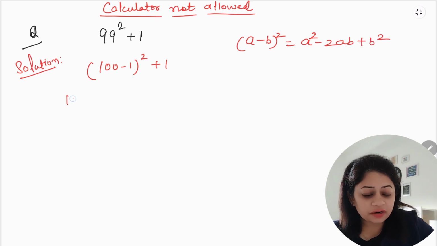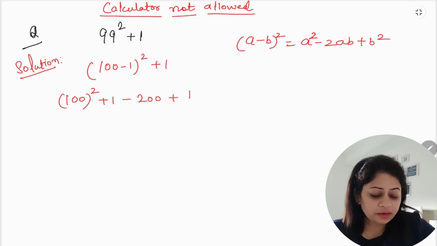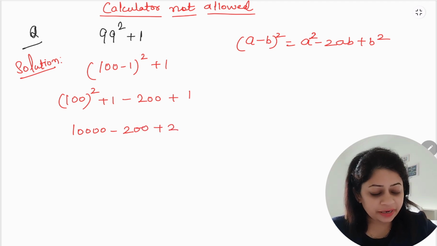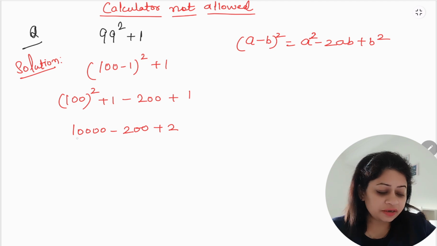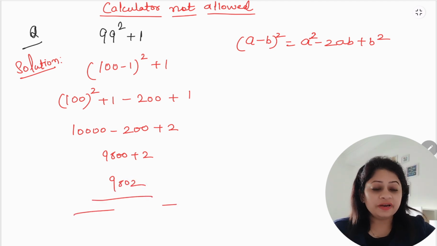So what can I do? I can write 100 square plus 1 minus 200 and plus 1, right? So we can easily tell that this will be equal to 10,000, because we need to calculate in our mind. I am just writing it so you understand. Otherwise, this thing you can calculate in your mind as well. So 10,000 minus 200 is 9,800, and if you add 2, it will be 9,802. You can easily tell just by solving it this way.